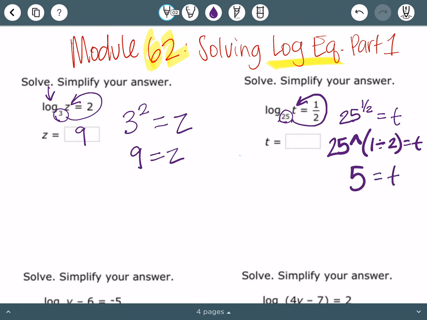5 equals t. And that's just a little secret: anything to the power of 1/2 is really just taking the square root of that number, right? So 1/2 turns into the square root, and we can see the square root of 25 is 5. Anytime we see that, we can still type it in our calculator, just like that. We'll get to that later this year. So we have our answer for the first two.